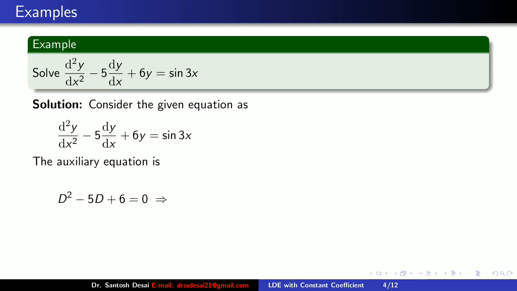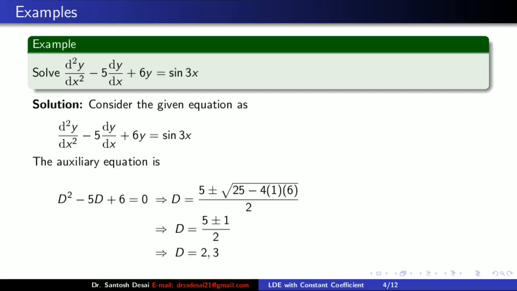So by using that formula, we get D is equal to 5 plus minus square root of 25 minus 4ac, that is 1 into 6, divided by 2. And simplifying the square root, we get square root of 1, and square root of 1 is 1. Therefore we get D is equal to 5 plus minus 1 divided by 2. If you take plus sign and minus sign, simplifying, we get D is equal to 2 and 3.